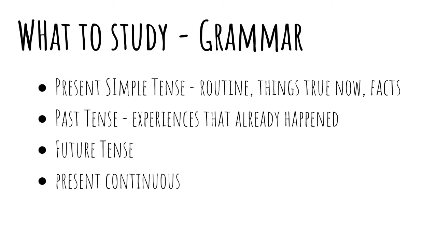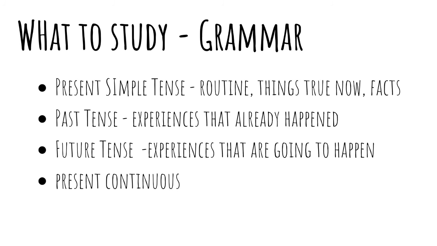Past tense talks about experiences that have already happened. Future tense is used for experiences that are going to happen, while present continuous is used to talk about things that are happening now.